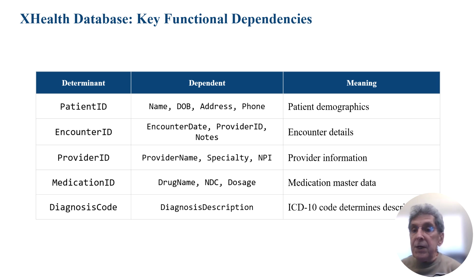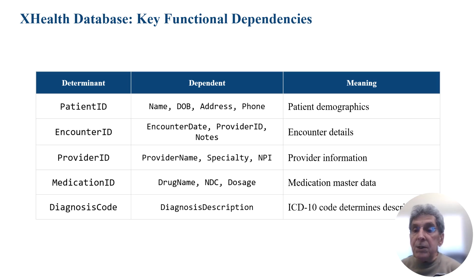Right, let's map out the key functional dependencies in our X-Health database. Understanding these will help you see how a well-designed healthcare database should work. Patient ID determines name, date of birth, address, and phone. All patient demographic information is determined by the patient identifier. Know the patient, know their demographics.